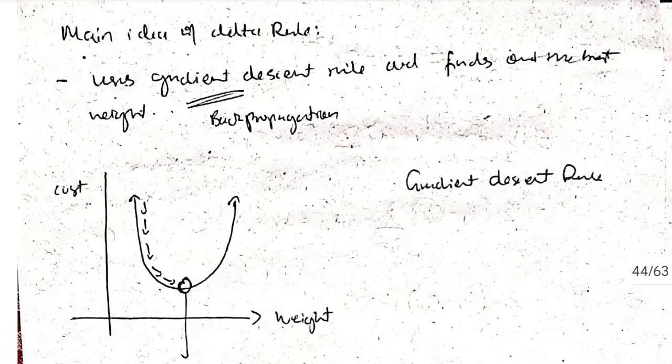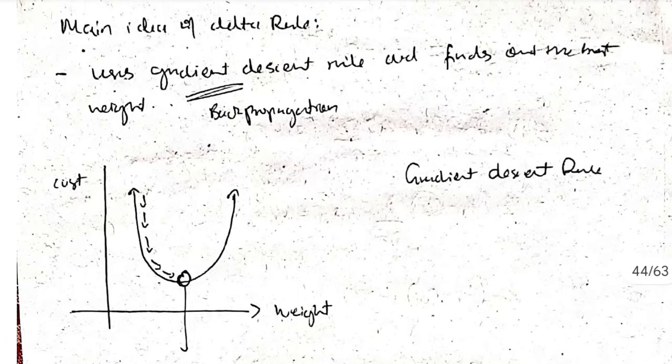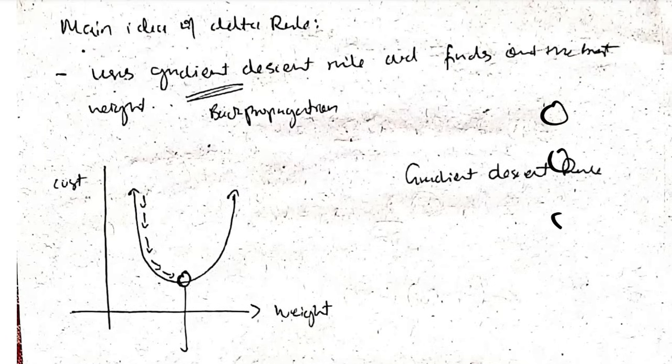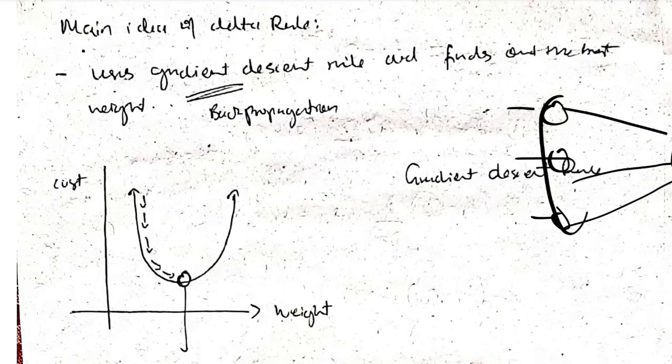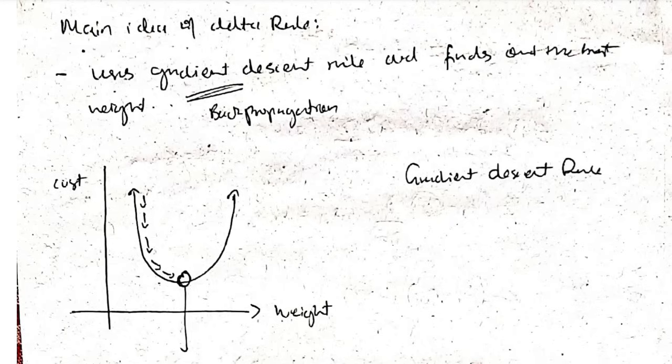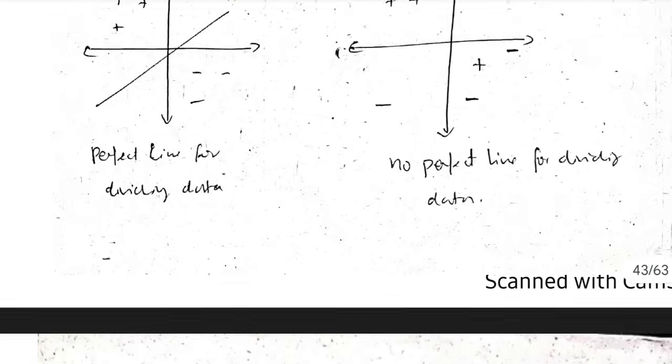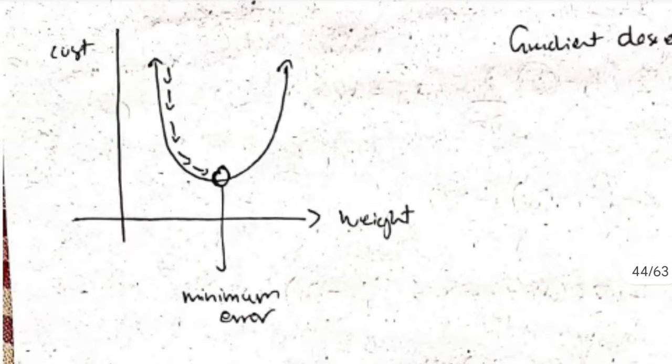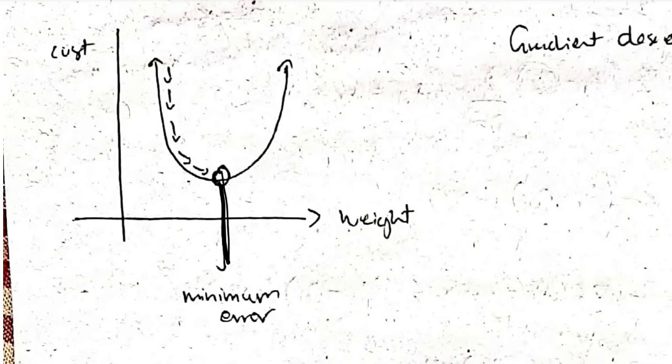The main idea of the delta rule is to use gradient descent to find the best weight. For example, in the different nodes, if we alter the weights we get different outputs, right? Which is the best value so that we get the expected output? That best value will be found by gradient descent in the case of non-linearly separable data.